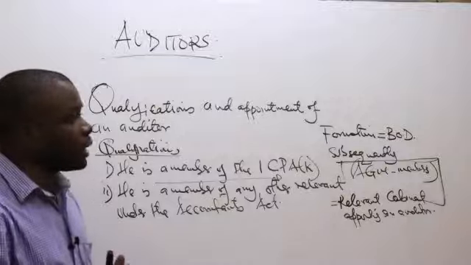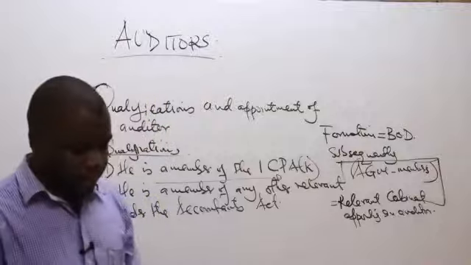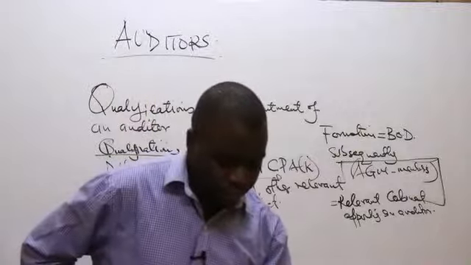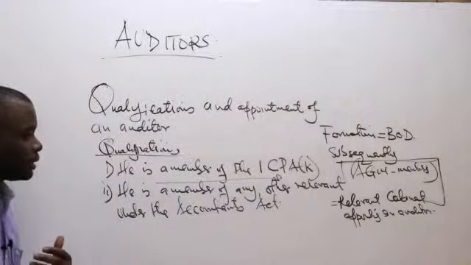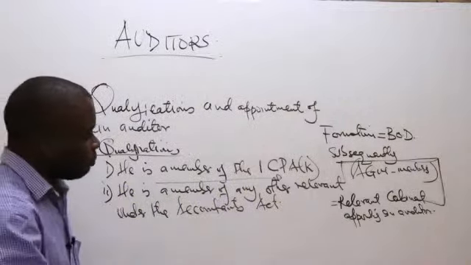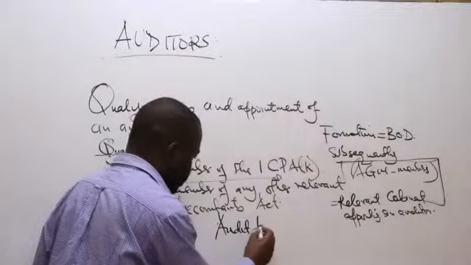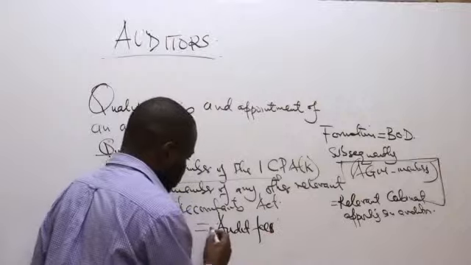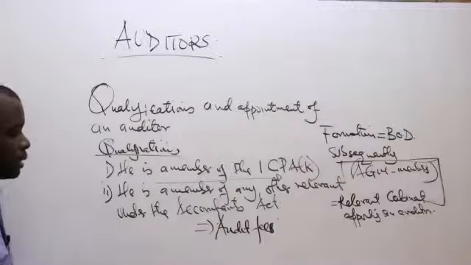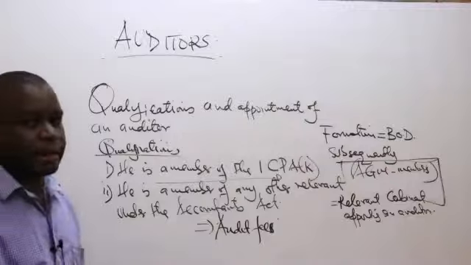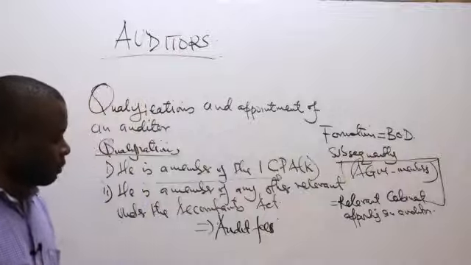This remuneration could come in different forms. They could decide to pay him like a salary, or pay him a certain amount. For example, they could pay what is known as audit fees. So it could come in terms of the audit fees. It could also come in terms of reimbursement of expenses incurred by the auditor while carrying out the audit work. So they could reimburse him certain expenses.